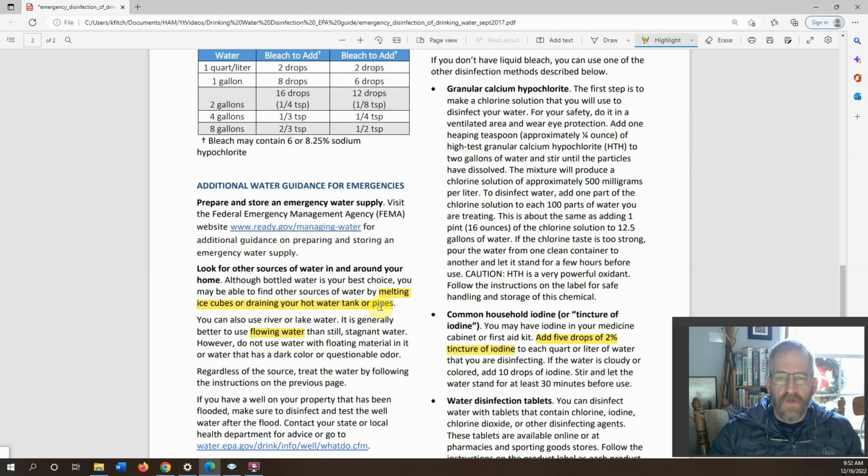As well, you might look at other sources of water in your home. You can melt some ice from your ice machine, so that's some drinking water. Your hot water tank is also a good source of water. If you keep it flushed out on a regular basis, you're supposed to flush those once a year to clean out the sediment in them. And when you do that, you should have access to the spigot on the bottom of the hot water heater, and you can just attach a hose to that and drain it out.